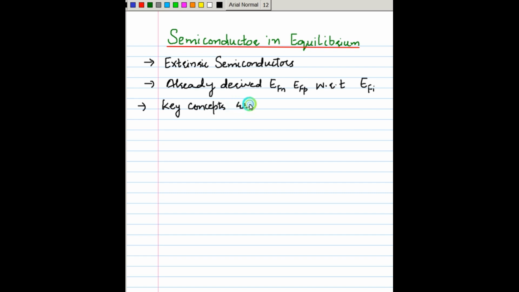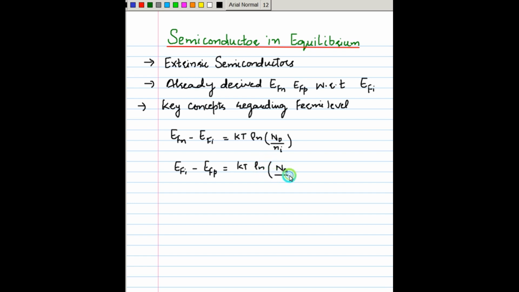Now, here are a few more key concepts regarding the Fermi level. If you remember from the last lecture, we have derived EFN minus EFI equals KT ln of ND upon Ni, and for a p-type semiconductor it is EFI minus EFP equals KT ln of NA upon Ni, where Ni is the intrinsic carrier concentration.